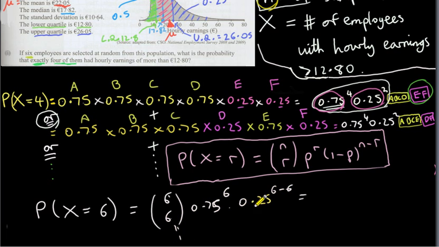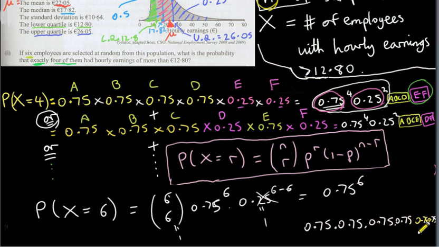0.25 to the power of 6 minus 6, that's 0.25 to the power of 0, so that's going to be 1. So we're left with 0.75 to the power of 6, and again that makes sense. We want all employees in the sample to have earnings greater than 12.8, so the probability of that happening for each employee in the sample is 0.75. They're independent events, so we just multiply them all together.